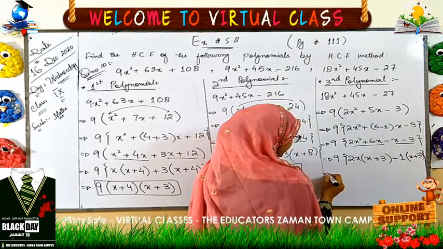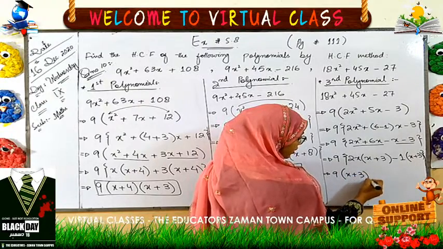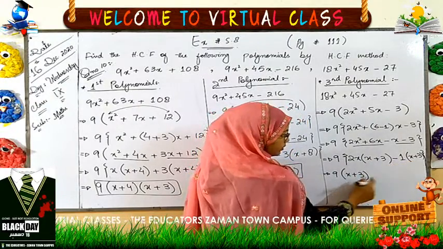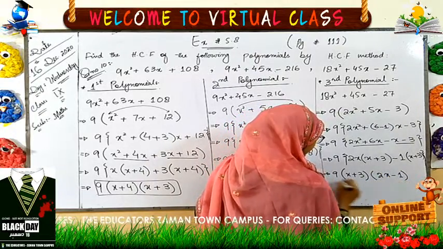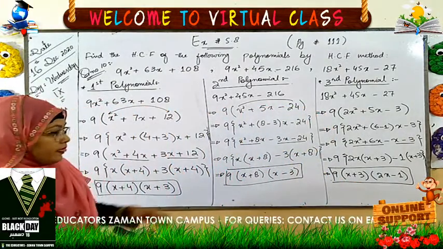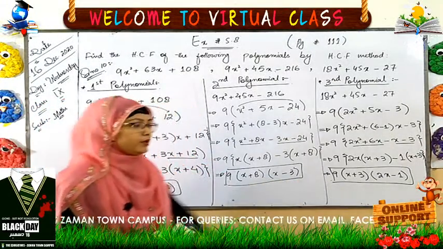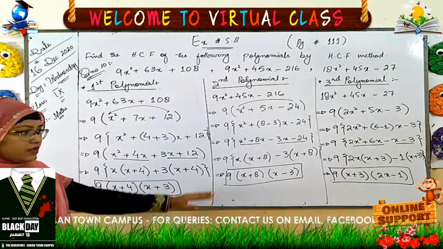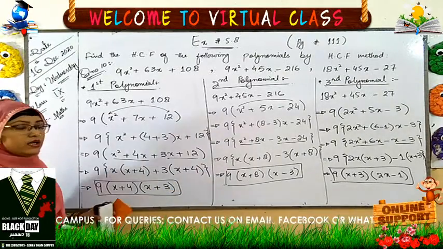Here we have 9 as it is. x plus 3 is common, x plus 3 and x plus 3 is common, and the remaining is 2x minus 1. These are the factors of the third polynomial. Right? First polynomial, second polynomial, and the third polynomial. We have found the factors of the first, second, and third polynomial. Now what do we have to do? We have to find the common factors.